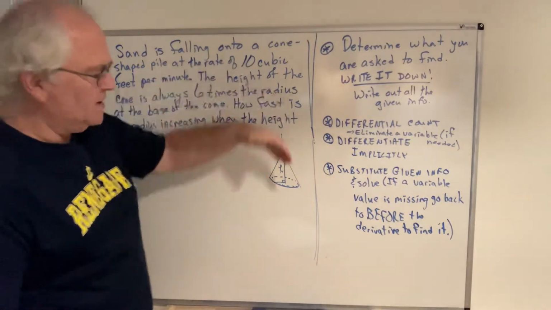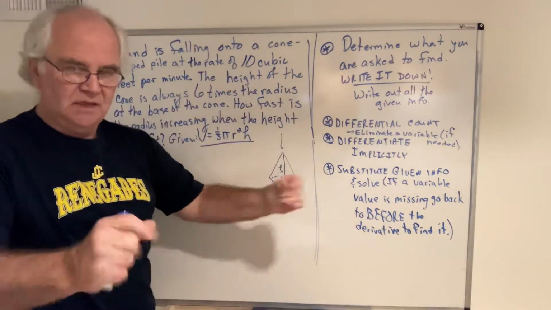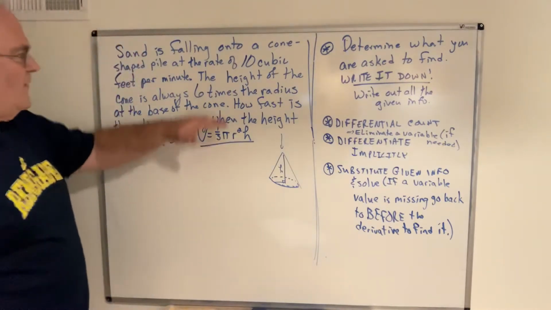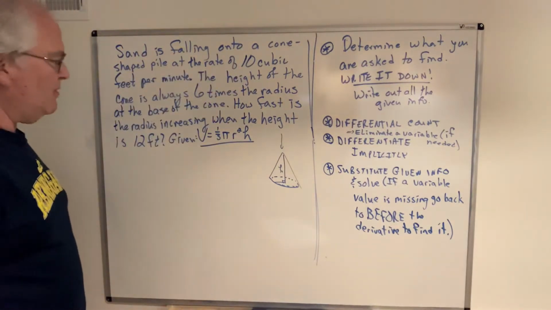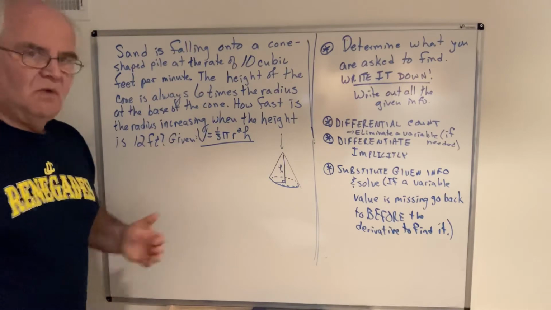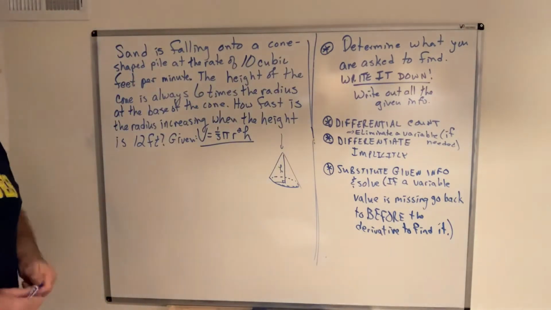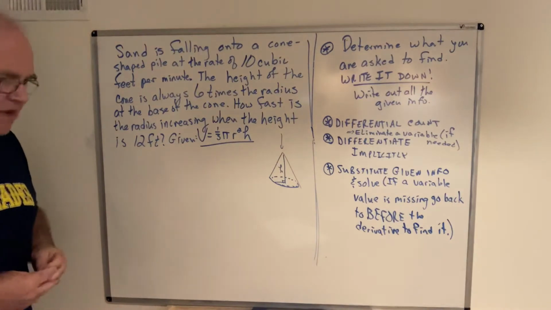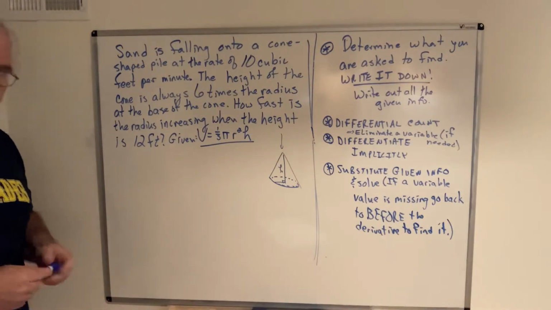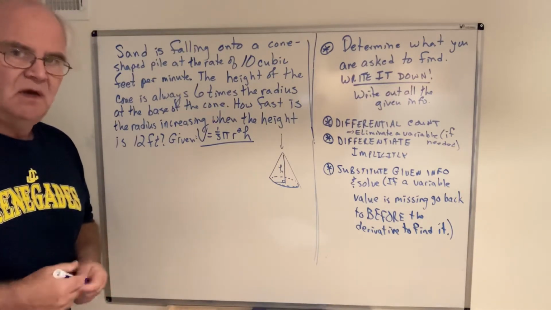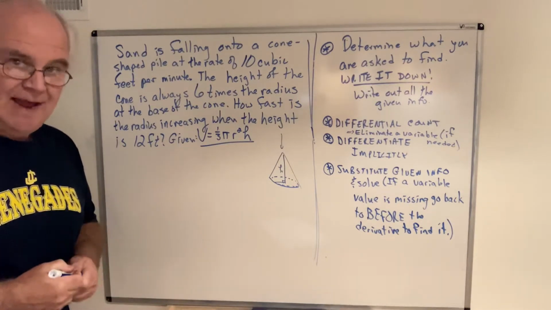As sand falls on, the height increases and the radius increases. And so the sand is falling on at a constant rate of 10 cubic feet per minute. So, what are we asked to find? Read the problem, if you need to. Remember, there is never, ever a penalty for reading the problem again.